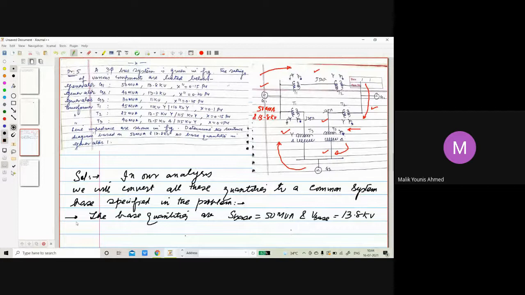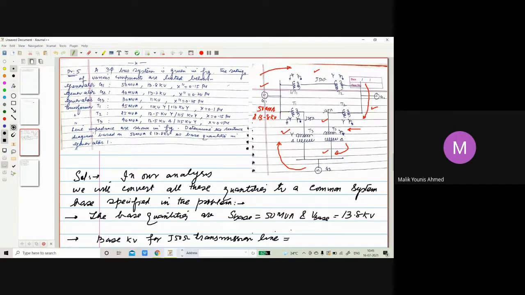So the base kV for the J50 ohm transmission line will be equal to, see here, up to here it is 13.8 kV. This is the T1 transformer, T1 is given here. This is T1, this is T2, and this is T3. The names of the transformers are very clearly given.